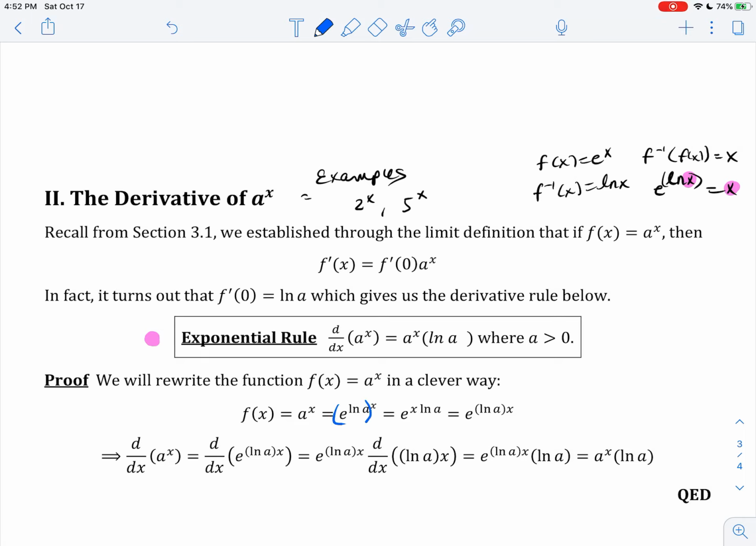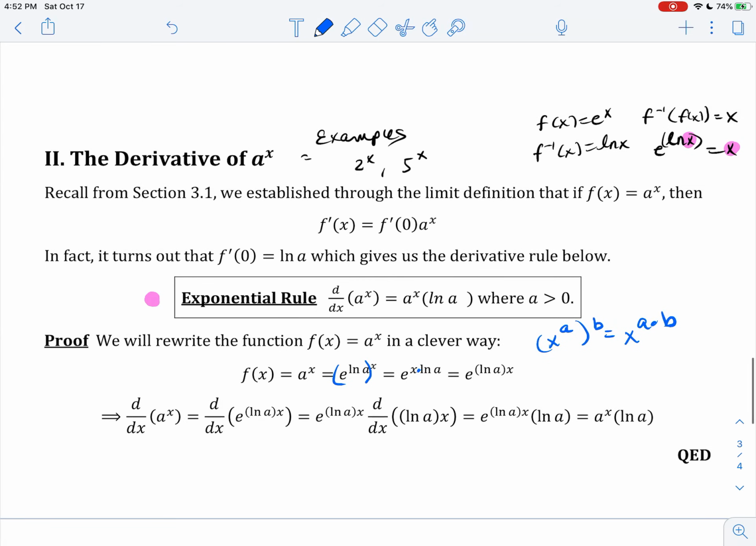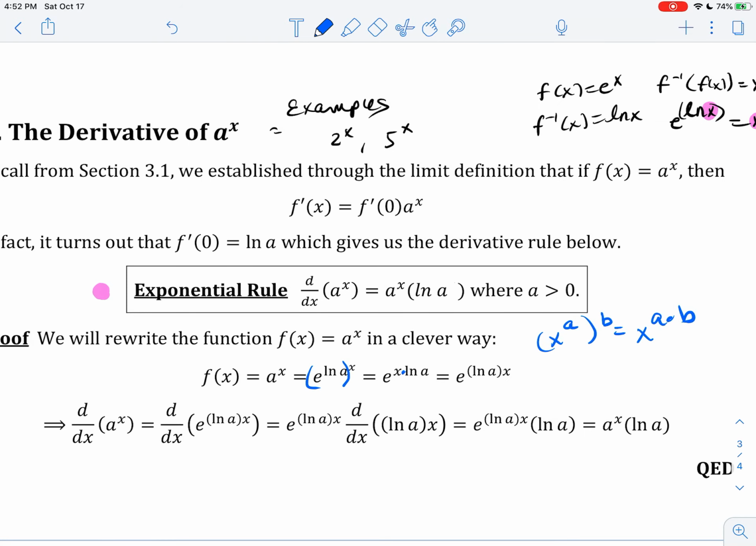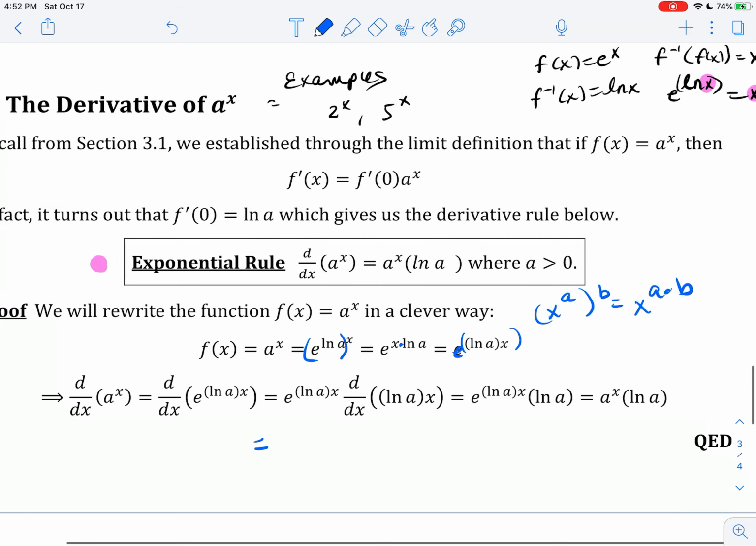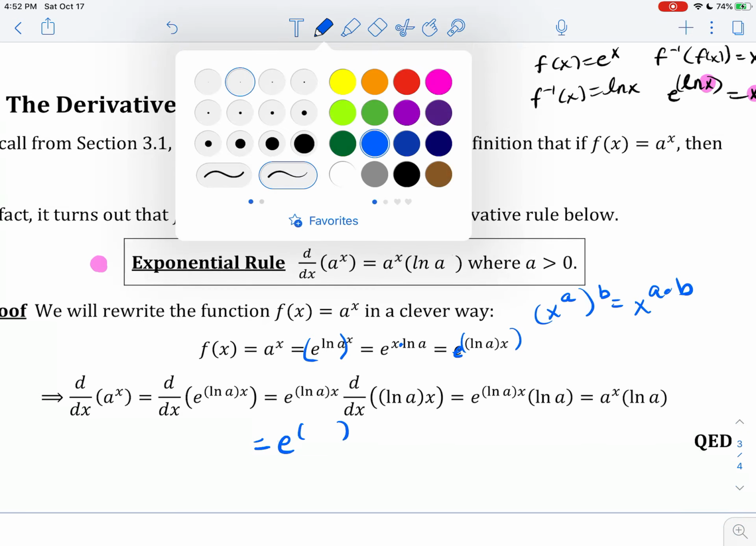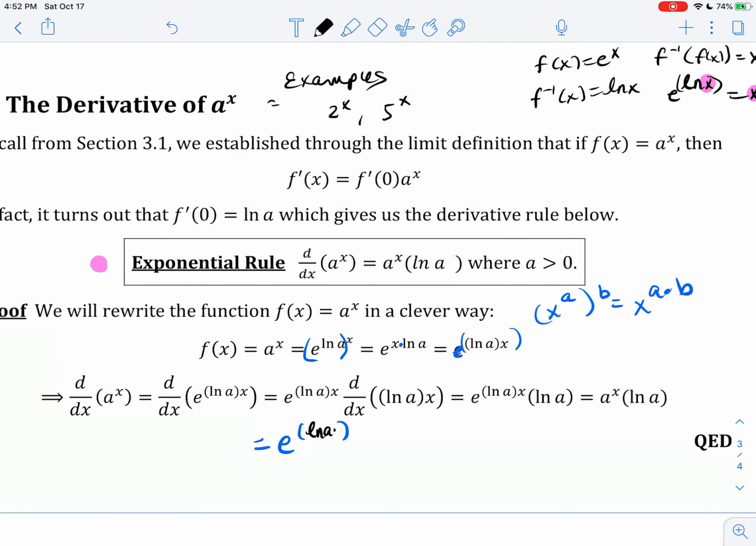And this here, e to the ln of a, and that's to the x. And we know then that if we're just using x to the a raised to the bth power, that's x to the a times b. So we can rewrite this as e to the x times ln of a, or ln of a times x, right? And now if we use our chain rule, then we've got our outside function is e to the x. And so my y prime is going to be e evaluated at the inside, which is ln of a times x, and then times the derivative of the inside.